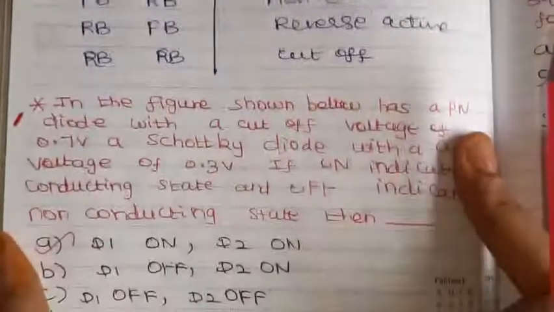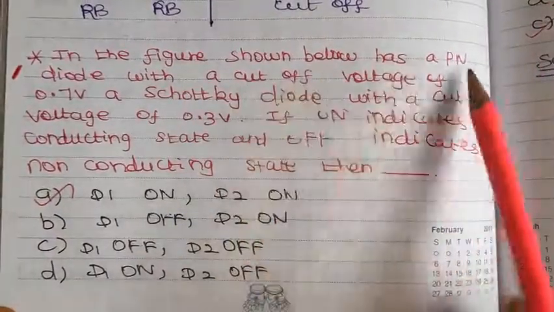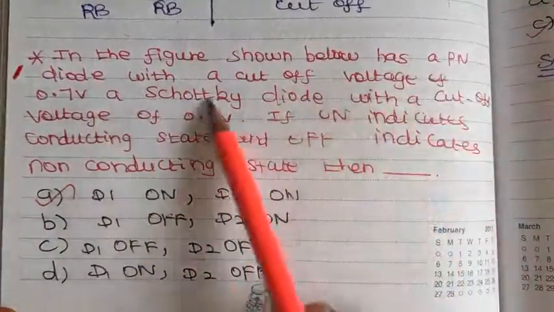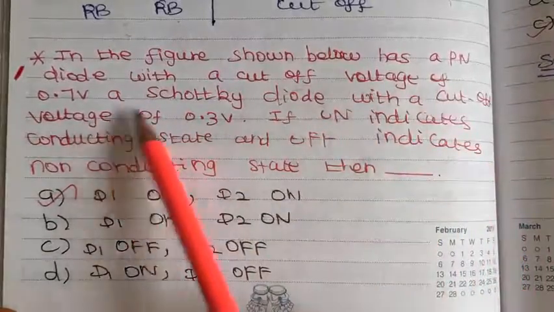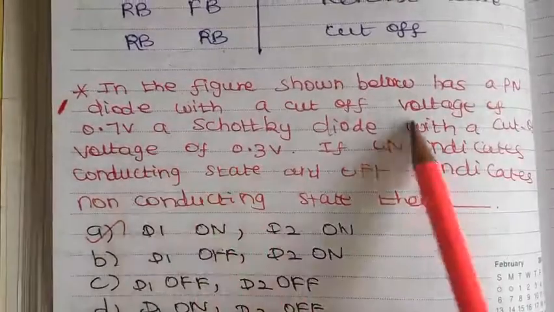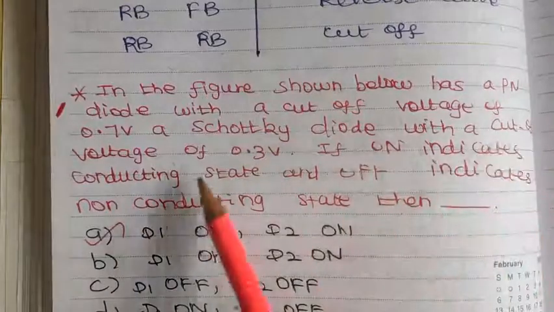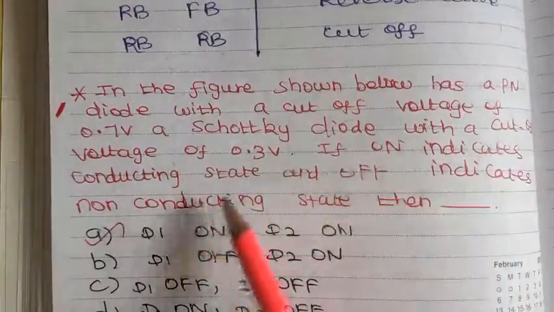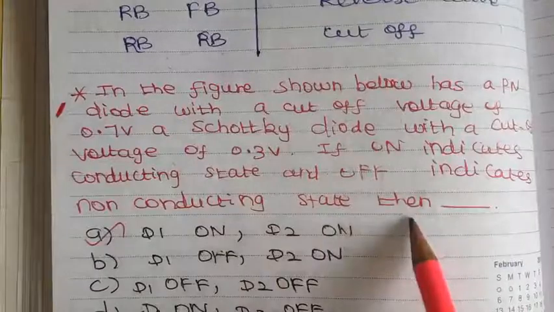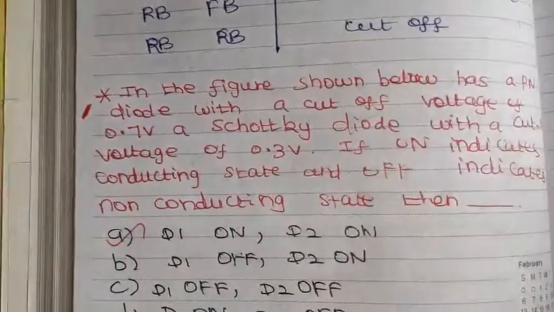Okay, simple. Then, in the figure shown below, there is a PN diode with a cutoff voltage of 0.7 volt. So the figure is given; I have drawn it on the next page. And a Schottky diode with a cutoff voltage of 0.3 volt. If ON indicates the conducting state and OFF indicates the non-conducting state, then we are going to find out the ON or OFF condition of D1 and D2.